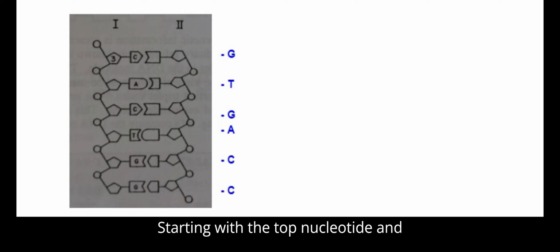Starting with the top nucleotide and working downward: C pairs with G. A pairs with T. C pairs with G. T pairs with A. G pairs with C. And G pairs with C.